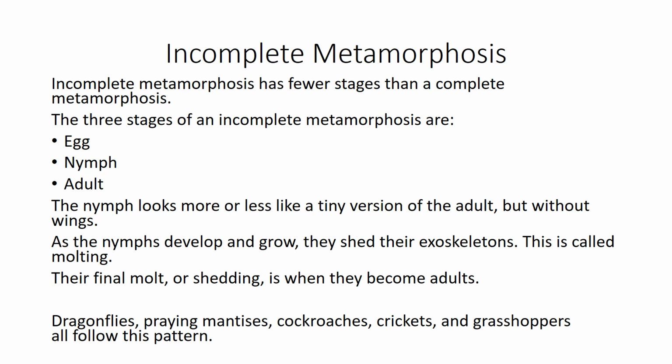As the nymphs develop and grow, they shed their exoskeletons. This is called molting. Their final molt or shedding is when they become adults. Dragonflies, praying mantises, cockroaches, crickets, and grasshoppers all follow this pattern.